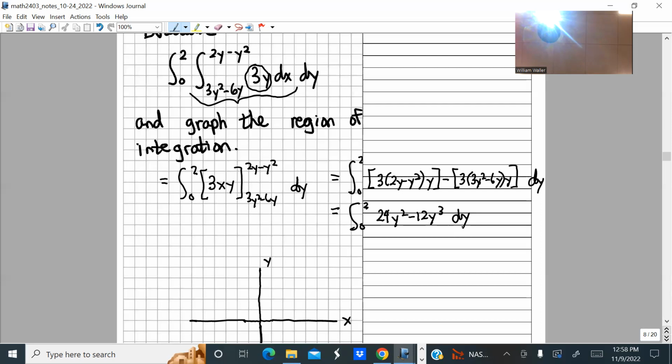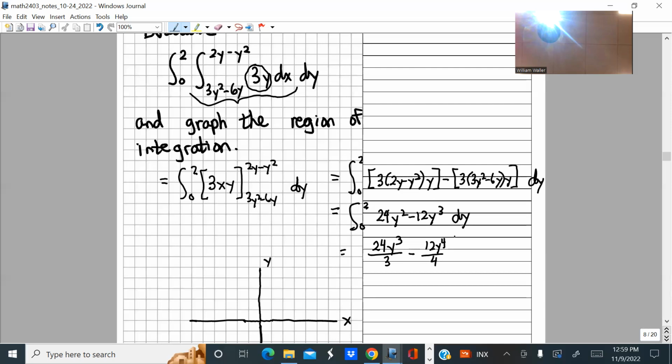That's straightforward. Definite integral, and we can find the antiderivative of the integrand here, right? We can find the antiderivative by using the anti-power rule. So what do we get there? 24 times y cubed over 3, minus 12 times y to the 4th over 4. That's what I call the anti-power rule, because that's just the opposite of the power rule for differentiation, right?